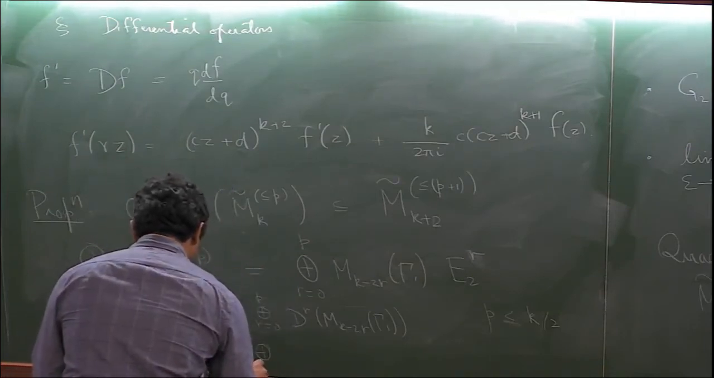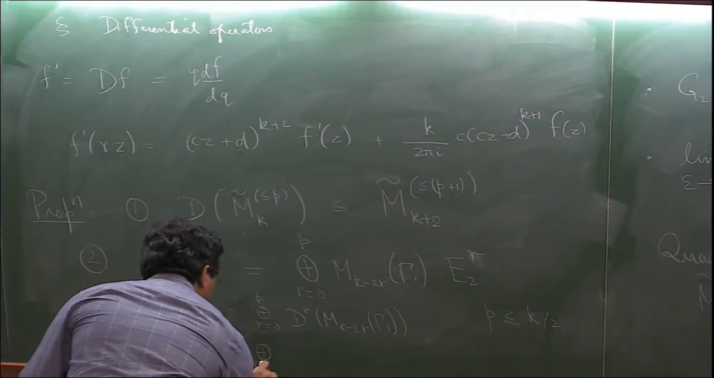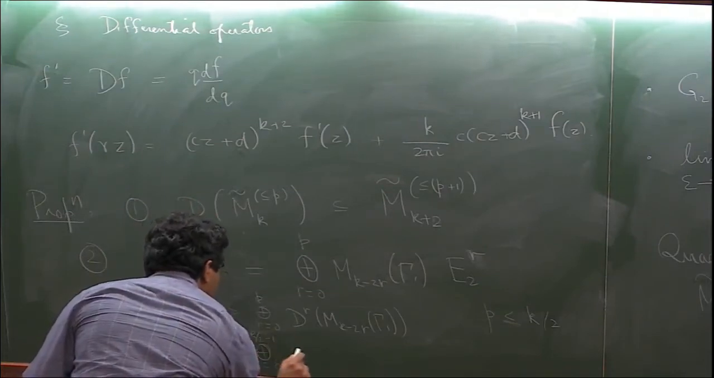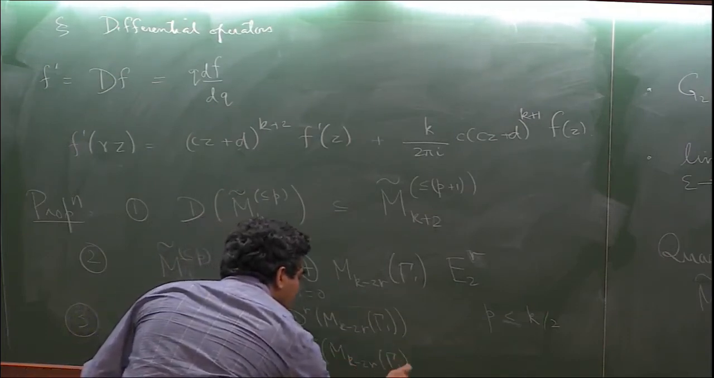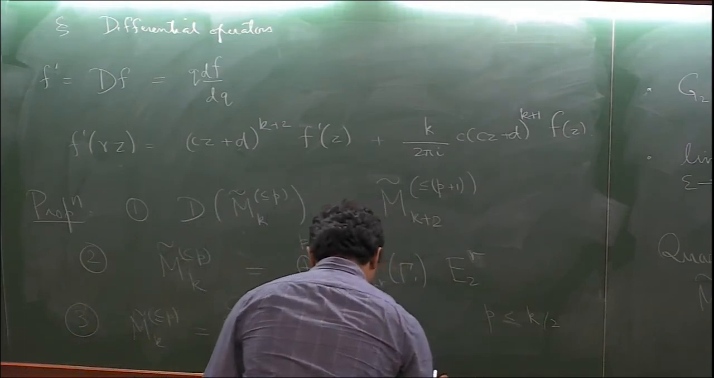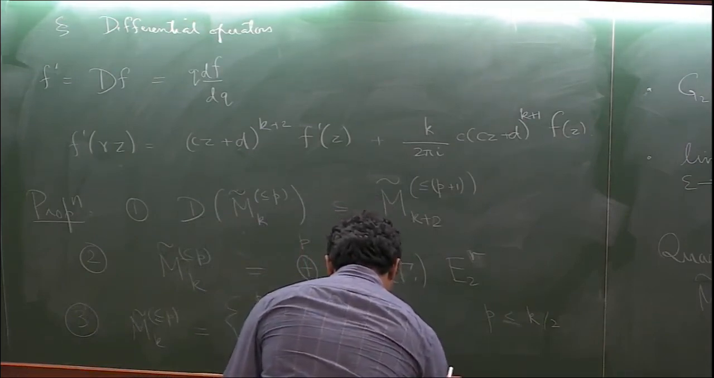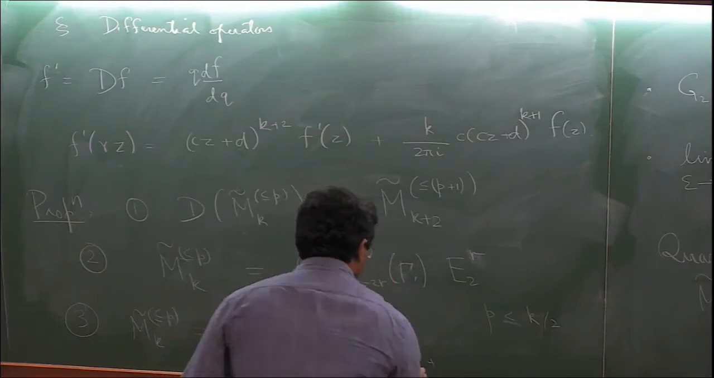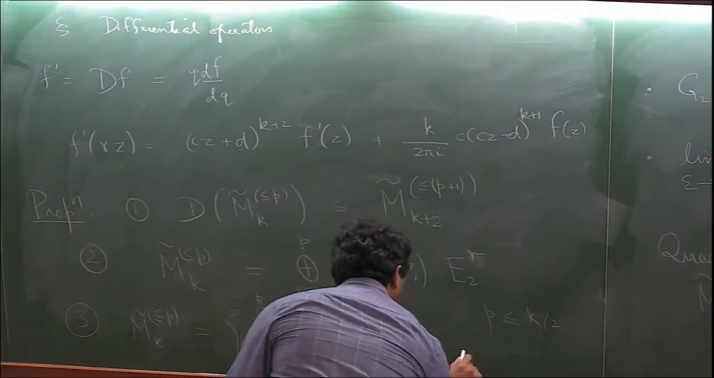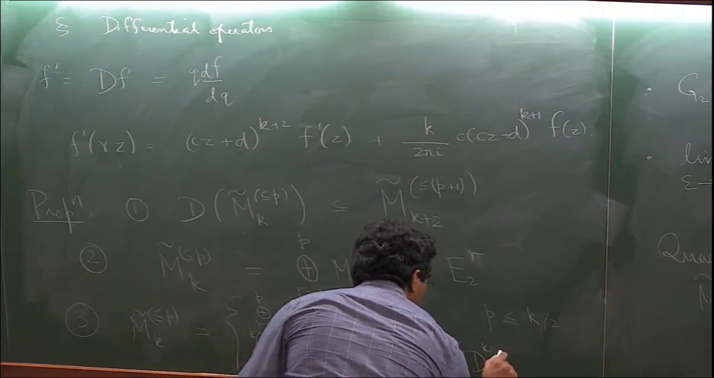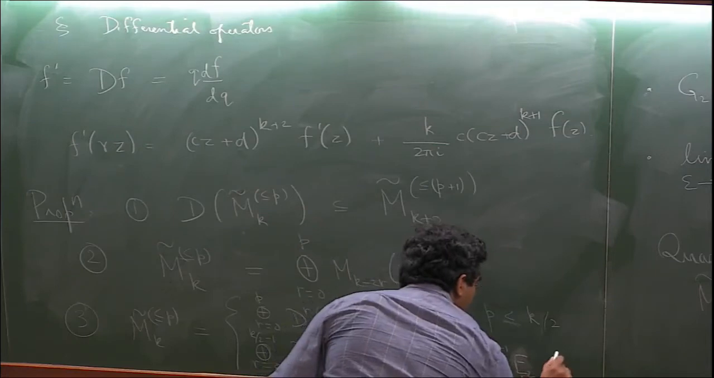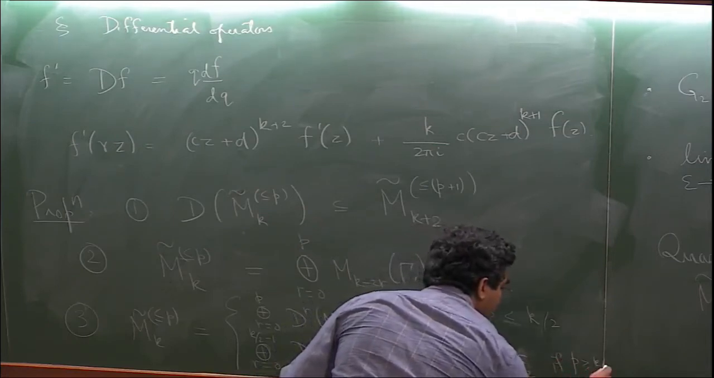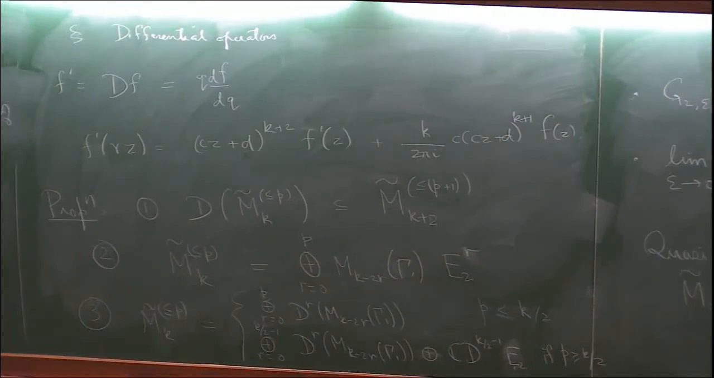So r going from 0 to k by 2 minus 1, D^r M k minus 2r gamma 1, plus, meaning direct sum, I have to take this one thing, k by 2 minus 1 of E2.